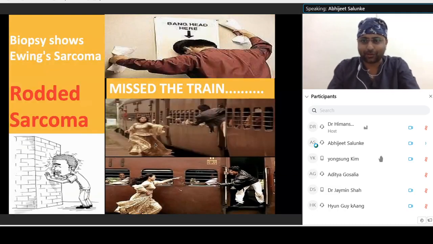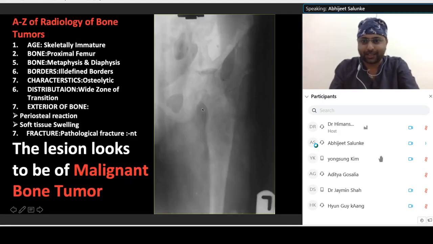So again, same analogy. We saw a cricket analogy there. Here it's a movie analogy. This is Kajol and this is Shah Rukh Khan. So Kajol has most probably missed the train. So we have to bang our heads about what to do next. So we should read an X-ray very properly.